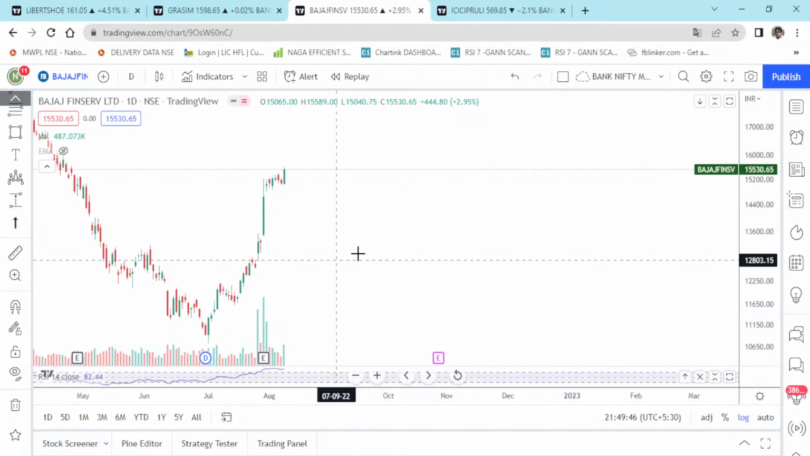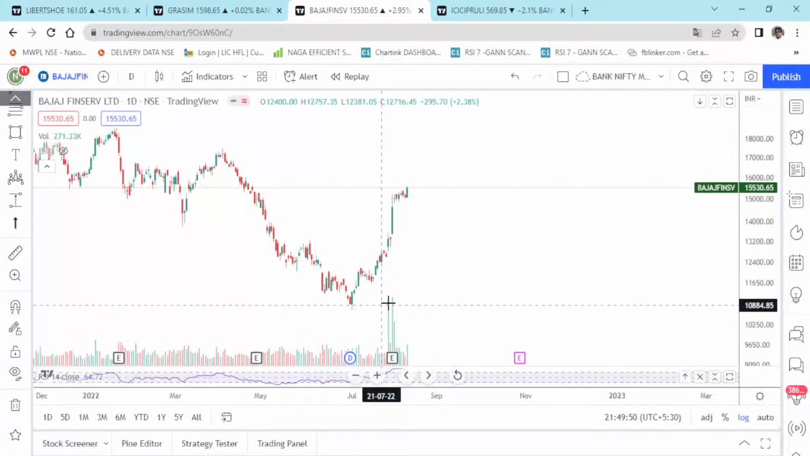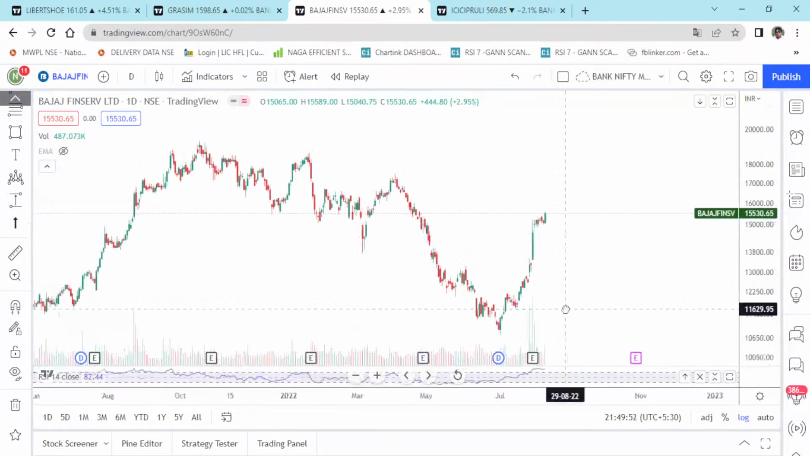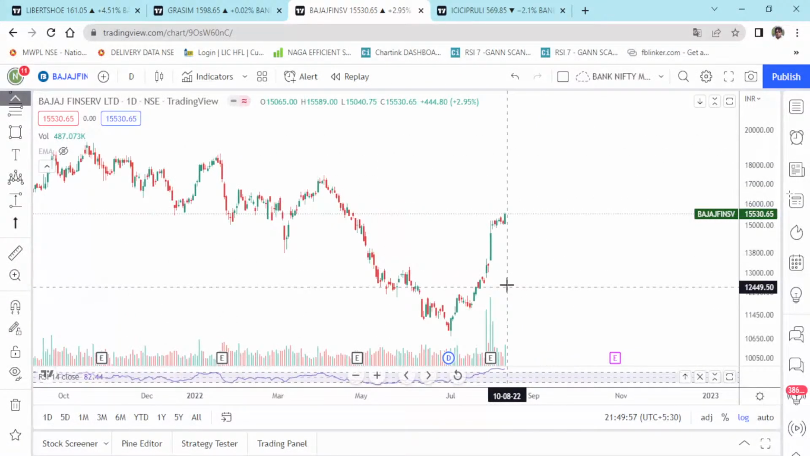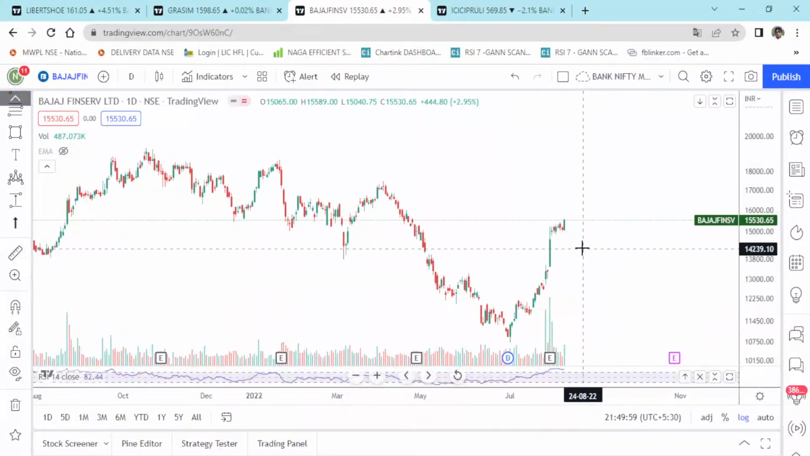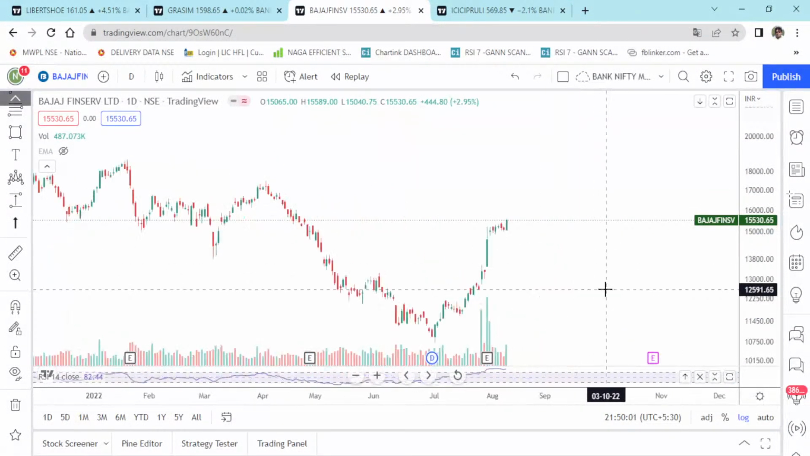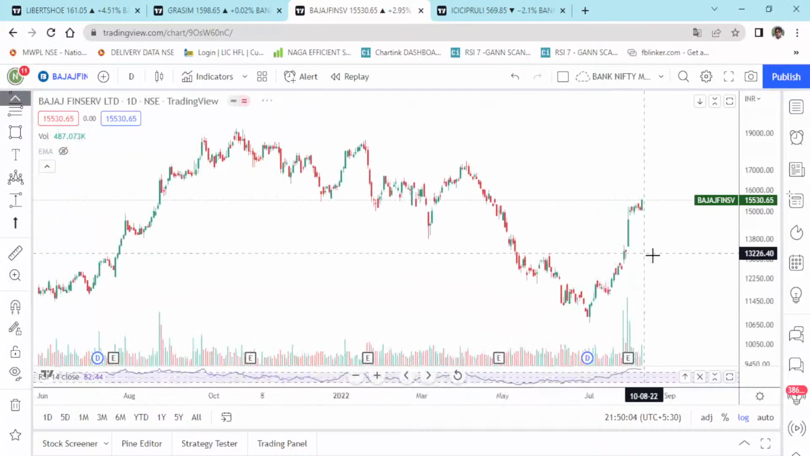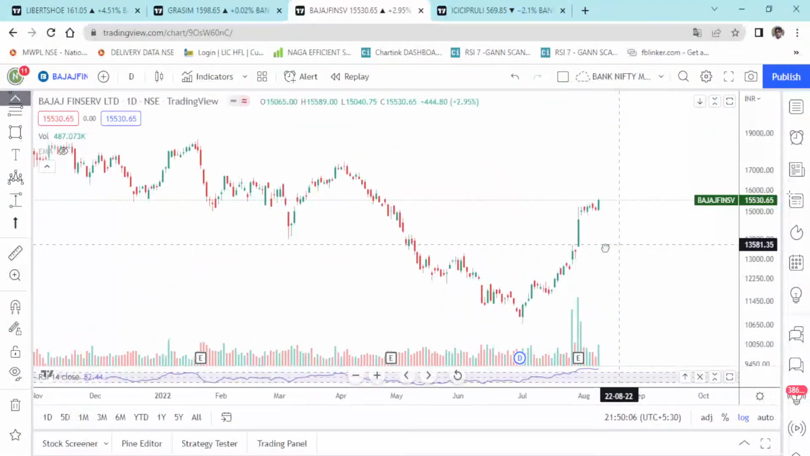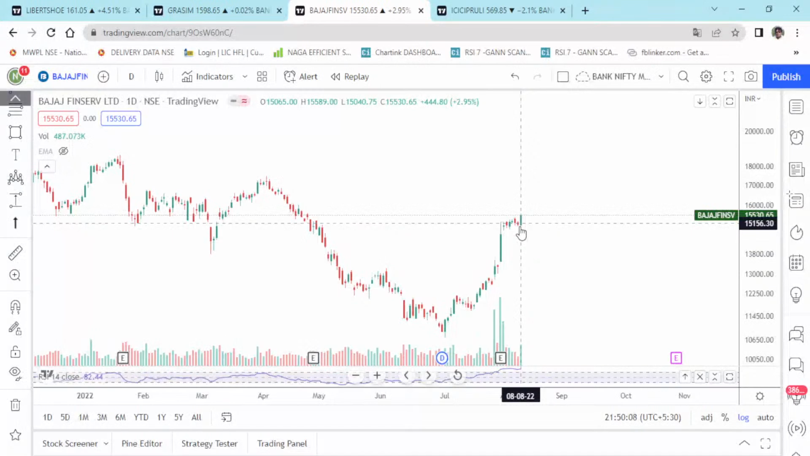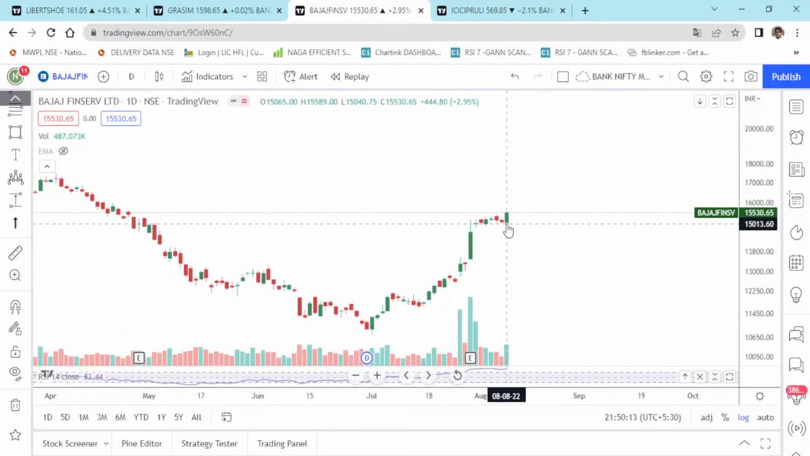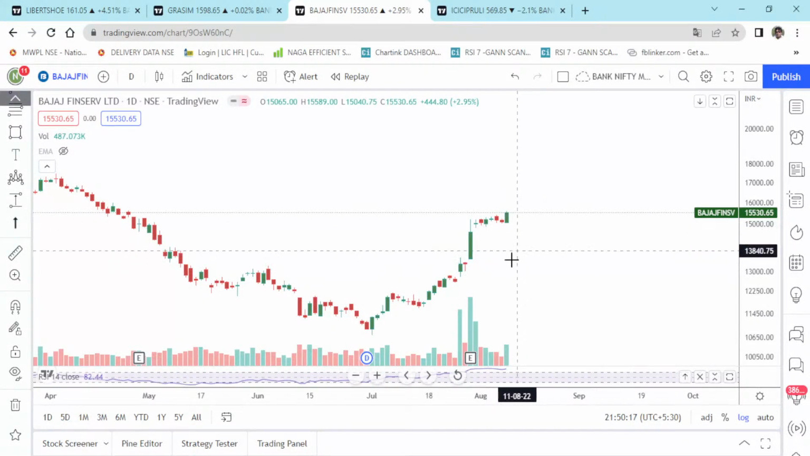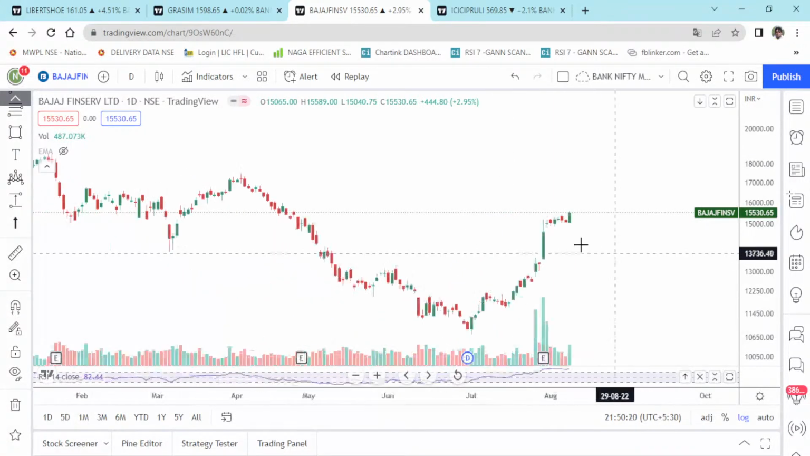So Bajaj Finserv is literally moving up like anything. I think Bajaj Finance is giving some split trade, so there will be some sort of effect in Bajaj Finserv as well, and it will sharply start moving up. Right now it is extremely bullish. If you see, there have been 5-6 days of consolidation. Again, yesterday on Monday there was a bullish candlestick, so the trend can continue. That is the prediction.